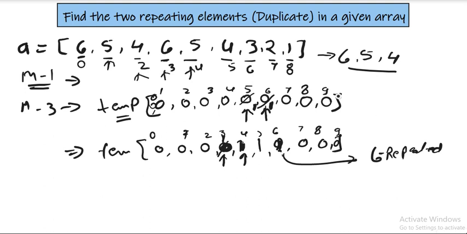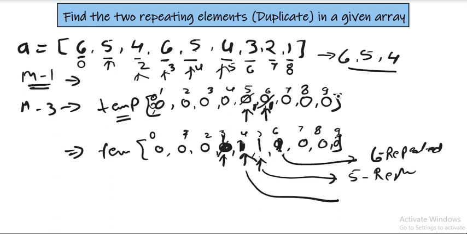Okay, now it goes to the next, the fourth position. What is the value at the fourth position? The value is 5. It goes here only, which is also showing 1. So this is also the second time, so here also it will print 5 repeated. Okay, and now it will go to the fifth position, and here the value is 4. 4 has already come, so it will print 4 repeated only.